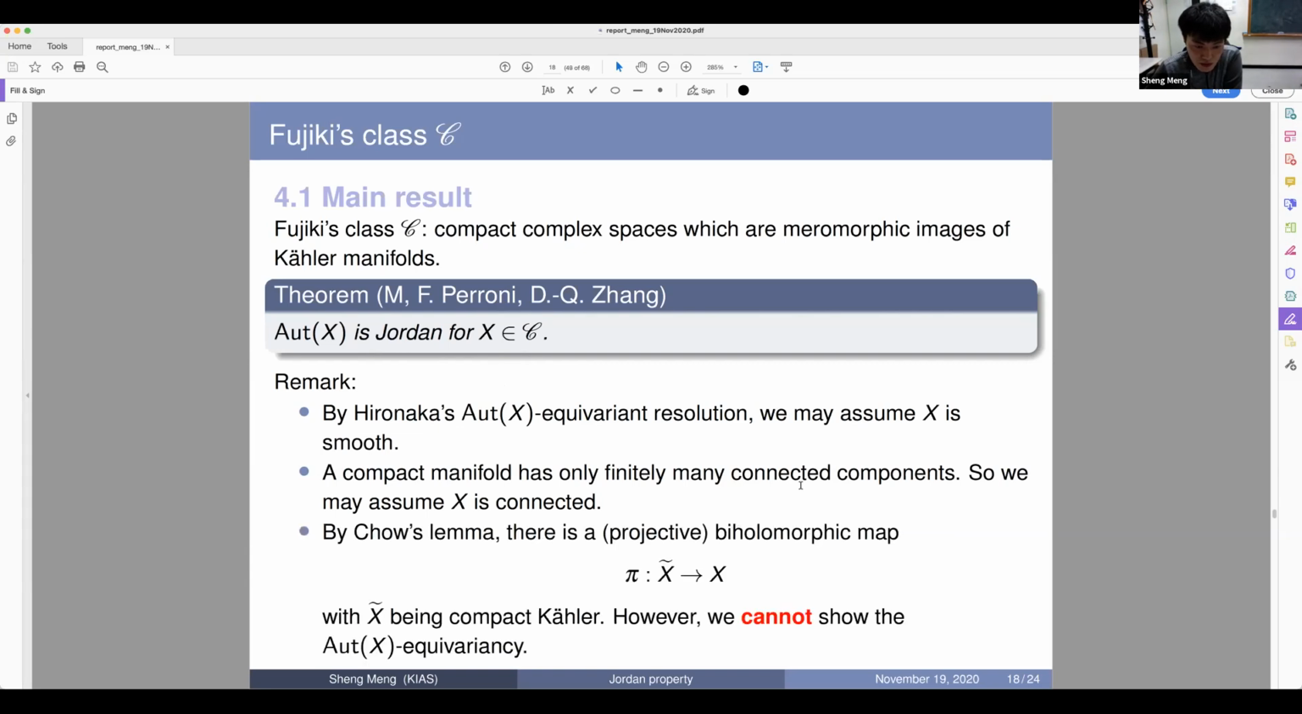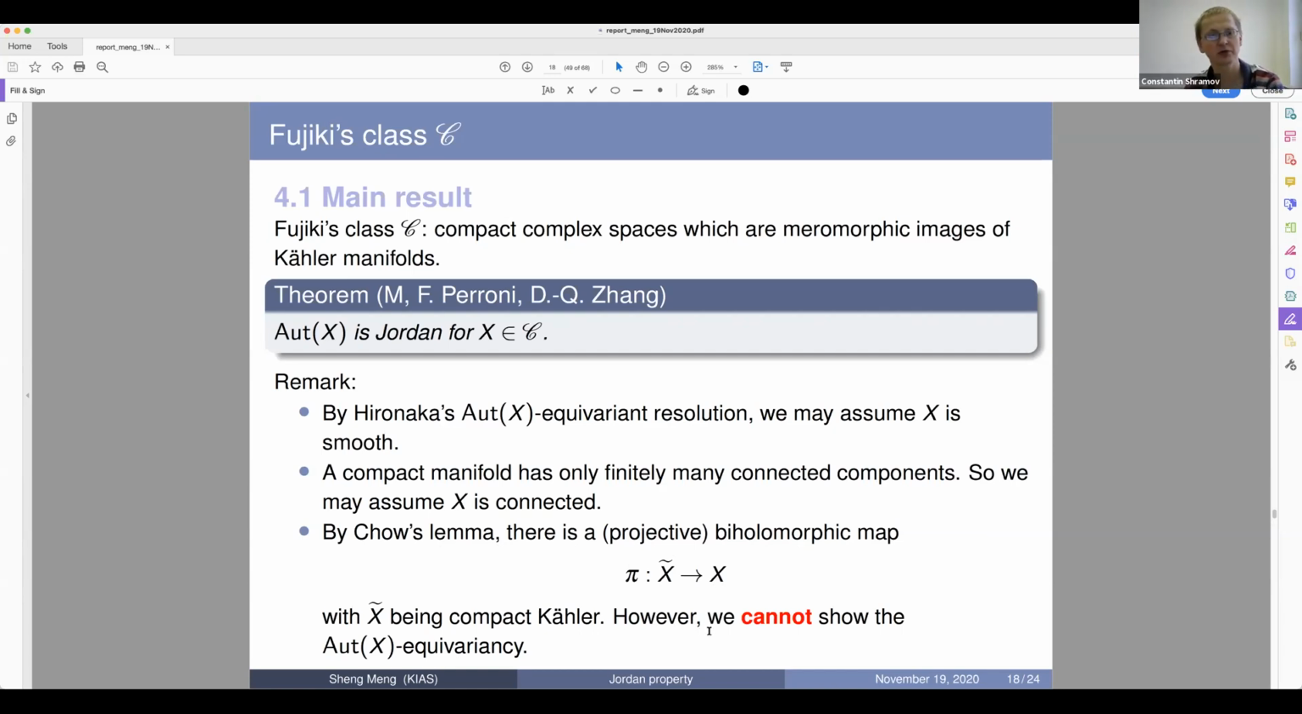Third is the most important. Previously, we tried to use Chow's lemma, which says that there is eventually a projective biholomorphic map from a Kähler manifold to our X. However, we cannot show that this pi is Aut(X)-equivariant. And later, I will show why it is difficult here.